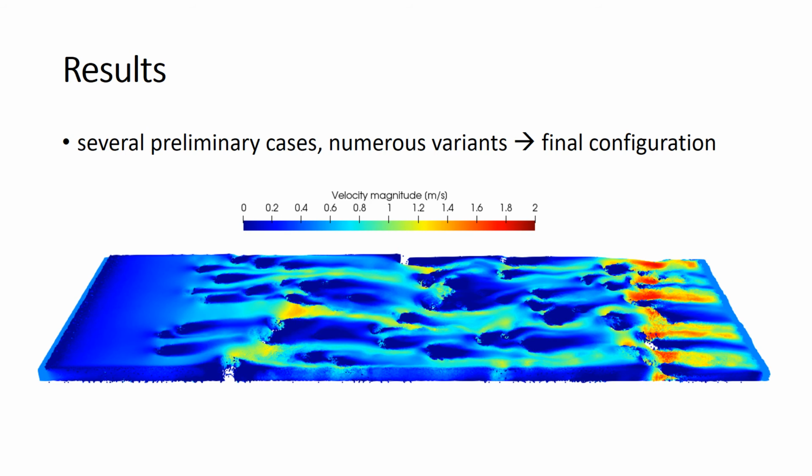Let's make an overview of the main results. Several preliminary cases and numerous variants were simulated, ranging from uniform patterns to complex geometries. Only some main results are presented here. This figure shows the velocity magnitude of fluid particles at the end of simulation.